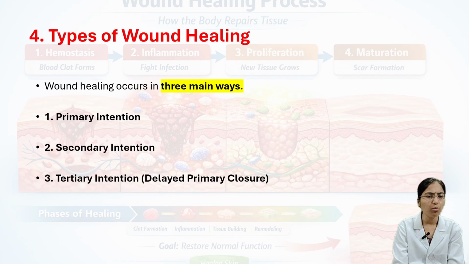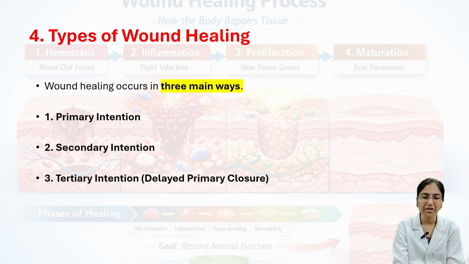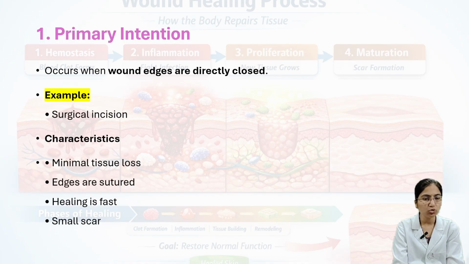Next, we'll see very important here, types of wound healing. Wound healing occurs in three main ways. First one is primary intention, secondary intention, and then tertiary intention. We'll discuss it one by one. We'll move to the first one, primary intention.